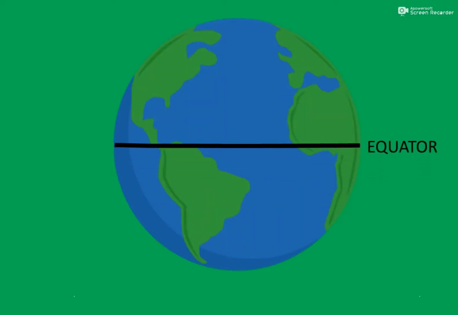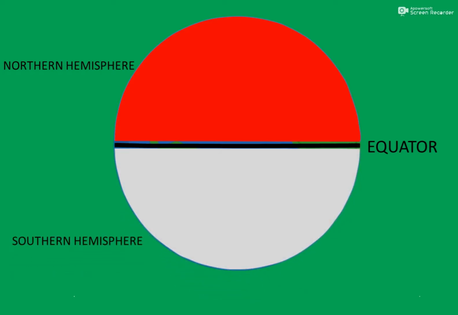Can you see this black line, children? This is one of the most important lines. It is called the equator. It divides the entire earth horizontally into two equal halves. Horizontally means this way, a sleeping line. Okay? The part which is above the equator is called the northern hemisphere and the part which is below the equator is called the southern hemisphere.